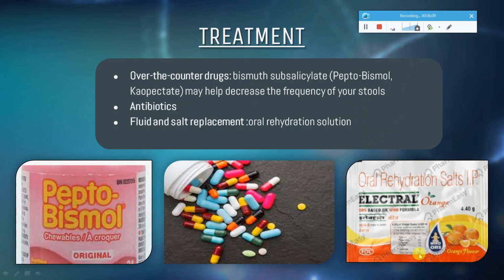So coming to the treatment options, there are a lot of over-the-counter drugs available. Bismuth, Pepto-Bismol, is one that is widely used, and this will help in reducing the frequency of your stool. There are other antibiotics also available, and since I told you the people will suffer from dehydration, you can give some dehydration solutions, like you might have heard about ORS. In this way, these kinds of rehydrating solutions can be given.